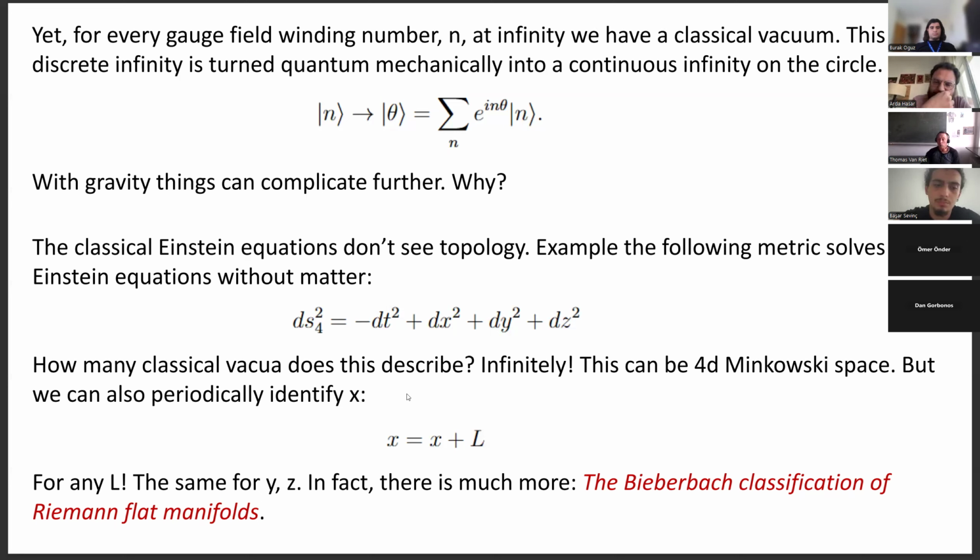And so there's much more than this identification. If you want to know, you can Google it. All the possible Riemann flat metrics are called the Bieberbach classification of Riemann flat manifolds. There's a huge amount, okay, with a hugely complicated topology. So we already learned that pure Einstein's theory, classically, like Yang-Mills theory, has a very complicated structure of vacua. Yeah.